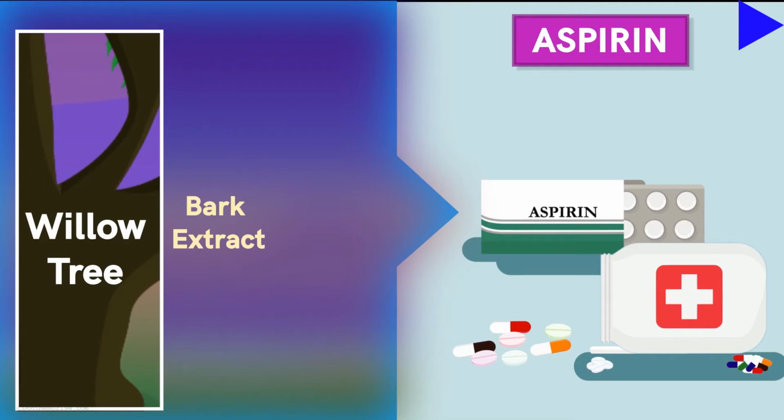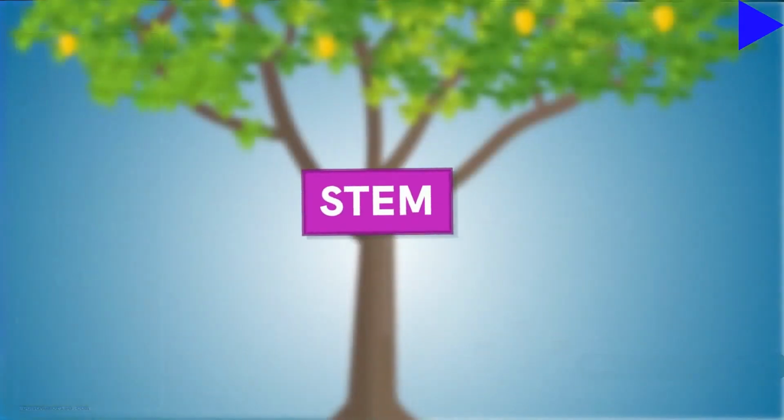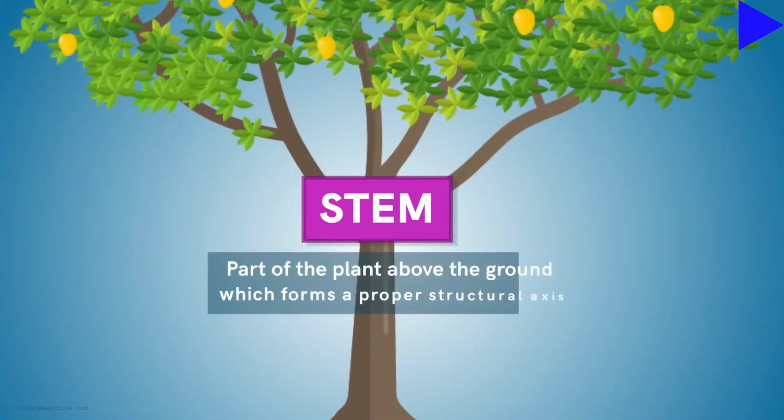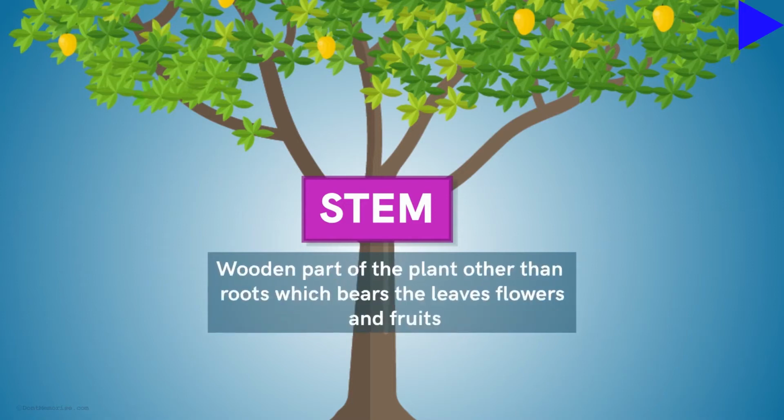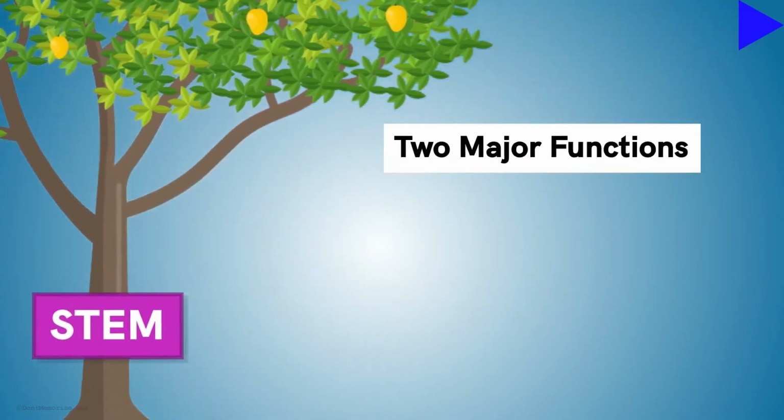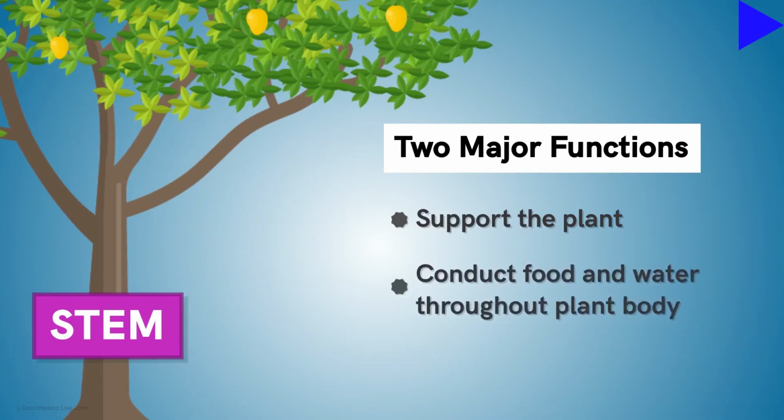To begin with, can you tell me what exactly the stem is? Well, technically, it's the part of the plant above the ground which forms a proper structural axis. However, in layman's terms, it can be described as the wooden part of the plant other than the roots which bears the leaves, flowers, and fruits. Any idea what the stem is used for by the plant? Well, the two major functions of any stem are, first, to support the plant, and second, to conduct food and water throughout the plant body. Now let's understand this in detail.